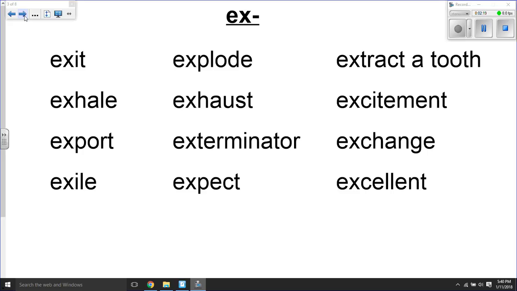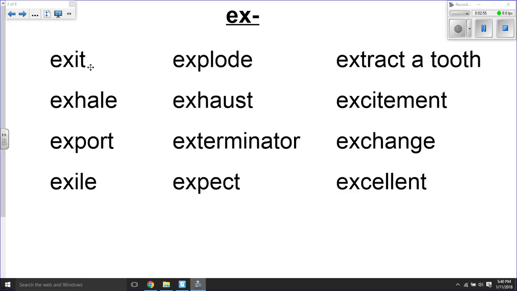Our next one is X. Words like exit, exhale, export, exile, explode, exhaust, exterminator, expect, extract, like a tooth, excitement, exchange, and excellent. The prefix X means out of. To exit means the act of going out. When a tooth is extracted, it is pulled out of the mouth. We will say each word on the board, then I will.